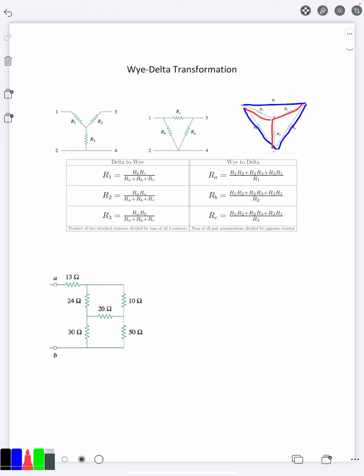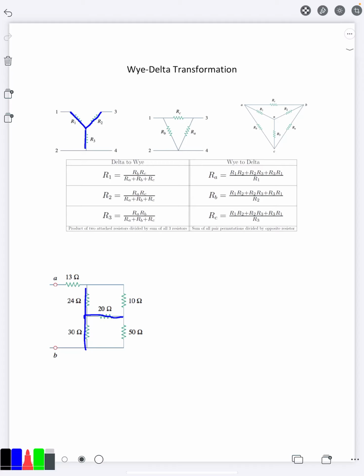Now let's see how we can actually apply that to find an equivalent resistance. Now take a look at this circuit down here. That 13 ohm, it's not in series or in parallel with anything. The 24 ohm, not in series or parallel with anything. 20 ohm, 30 ohm, 50 ohm, 10 ohm, nothing is in series or parallel right now. However, if you look at it from the side here, I essentially have a T here. Now T is just a flattened out Y here, so we can go ahead and use that.